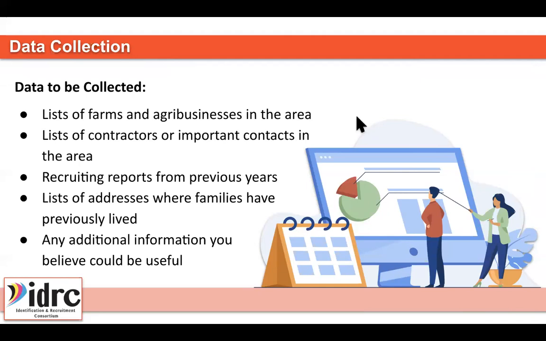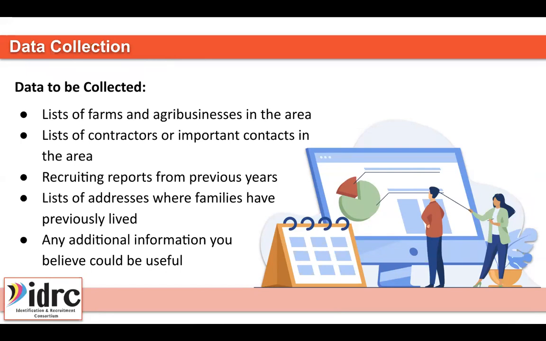Some other important data that you need to collect before creating your ID&R plan. Number one, any list of farms and agribusinesses in the area. List of contractors or important contacts in the area. Recruiting reports from previous years to see what other recruiters' efforts were and how effective they were. Lists of addresses where families have previously lived, as well as any additional information you believe might be helpful.